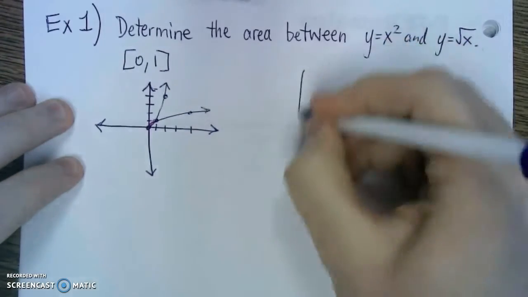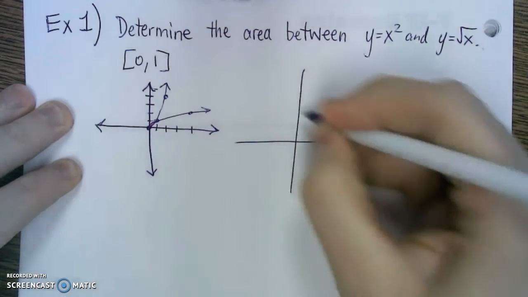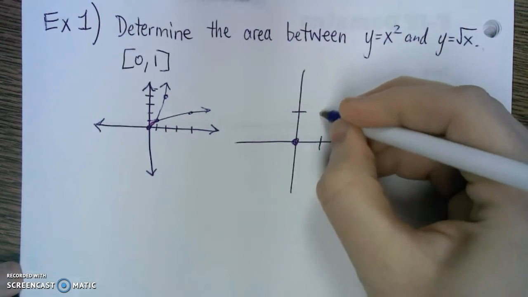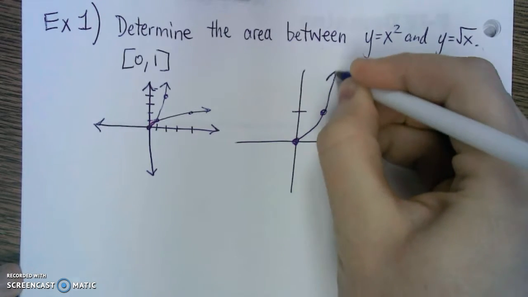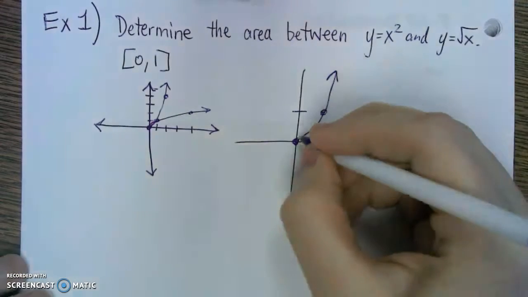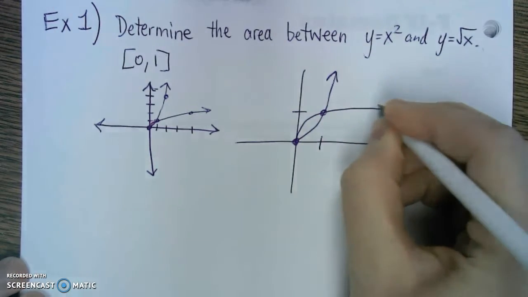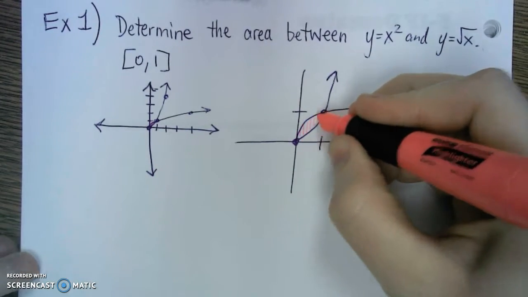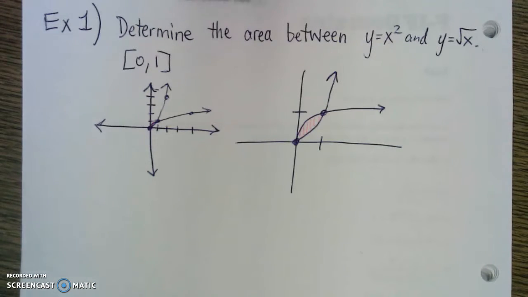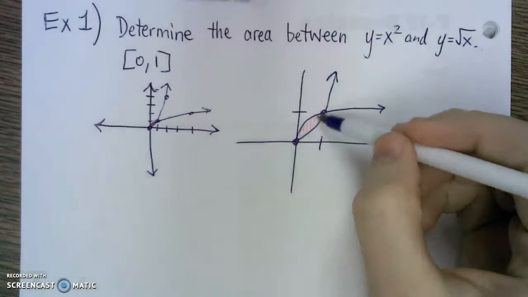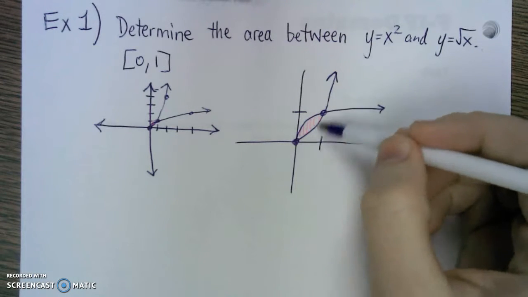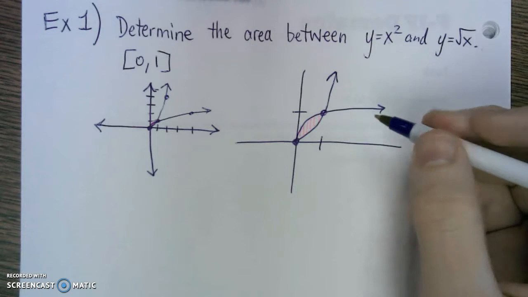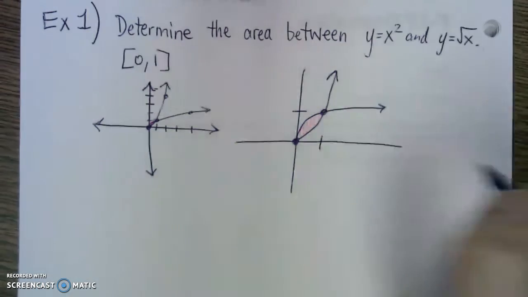If we were to zoom in on this, then the parabola starts at 0, 0, goes through 1, 1. And the square root function goes through 0, 0, and 1, 1 and does this kind of thing. And so we're looking for this area there. To find it, you're going to do the area of the top curve and the area of the bottom curve and subtract the two. So we've got them intersecting at 0 and 1.